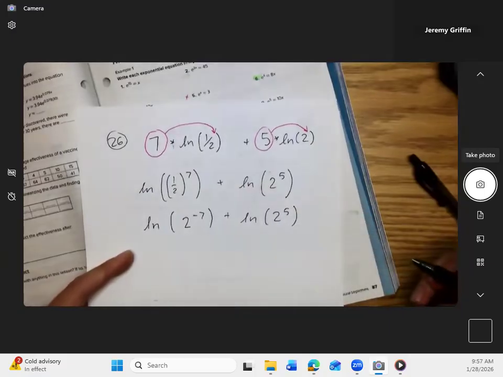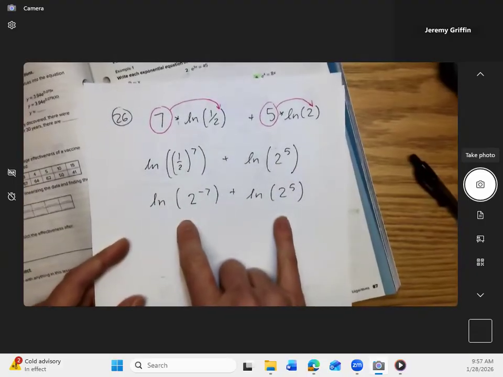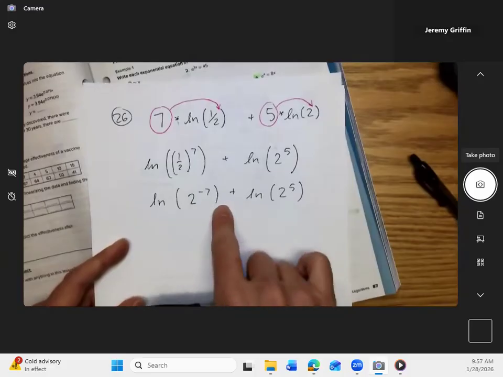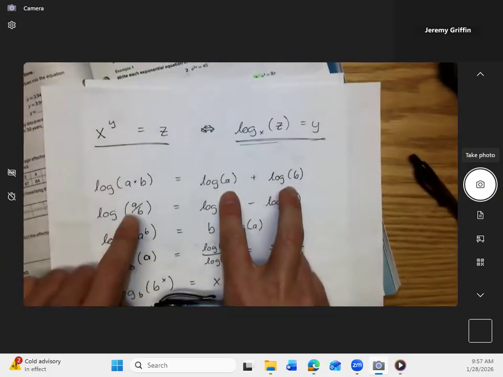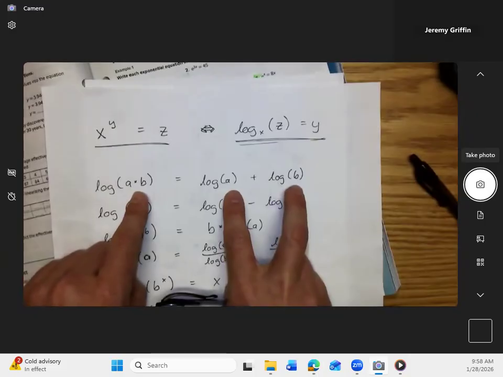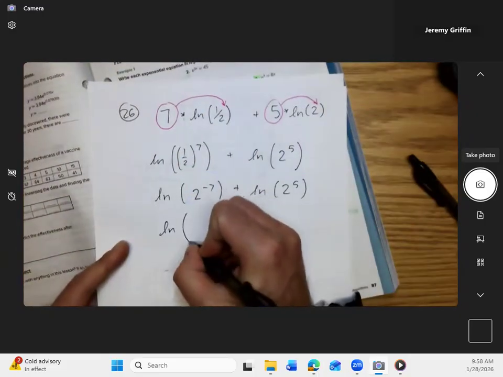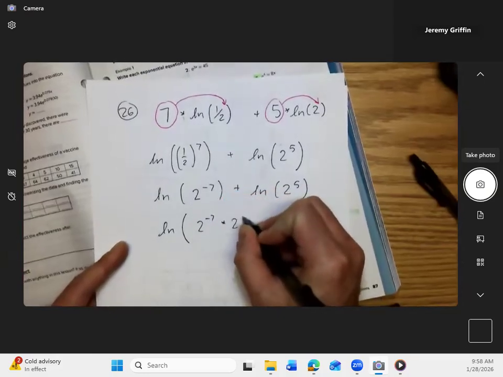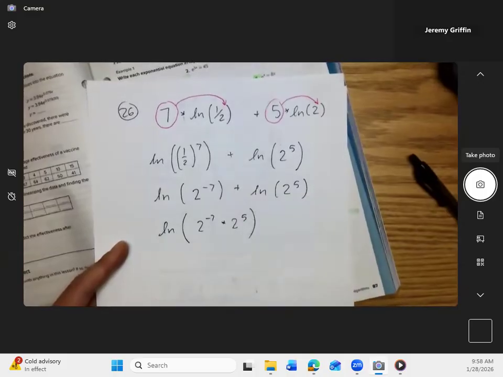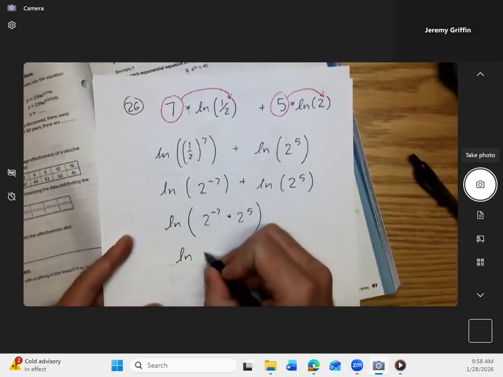Same thing. What do you guys think next? Then just minus. Okay, so guys, the rule is if you're adding 2 logarithms together, what can you do with their inside pieces? Multiply. Okay, so now we're down to 1 logarithm. It's 2 to the -7 times 2 to the 5. Now this right here, I think we got a few more steps.